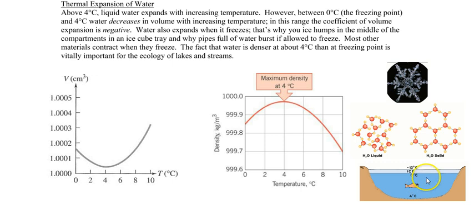If water didn't have this particular behavior, then when winter came along, the water would freeze all the way straight down, and you can imagine what would happen to our aquatic life. So the water at the surface is the first to freeze. That's where you get the ice forming at the top of the lake, for example.